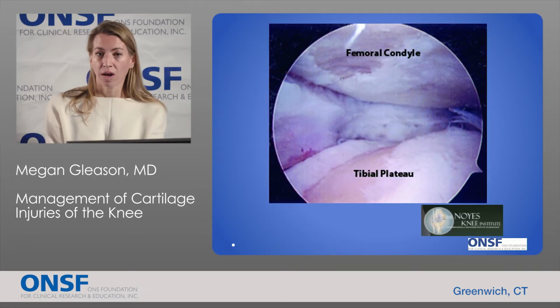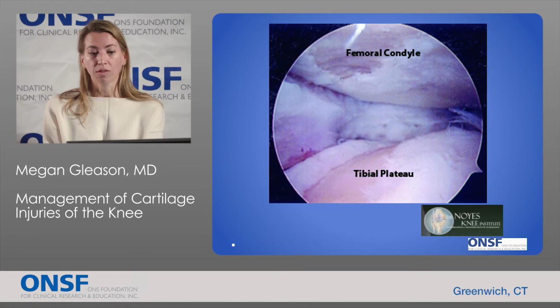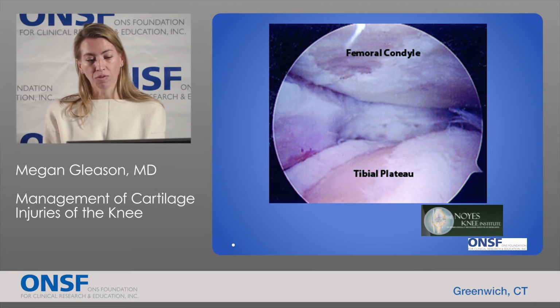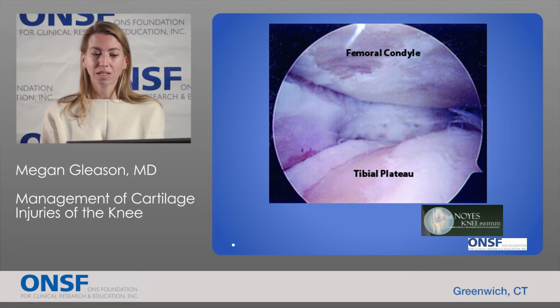When you have advanced arthritis, you really lose cartilage diffusely throughout the knee. So on this photo, we're seeing loss of cartilage both on the femoral condyle and the tibial plateau. This is not what we refer to as a focal injury. So if you have a patient who has diffuse cartilage loss, this is not something that is necessarily amenable to a cartilage replacement procedure or cartilage healing procedure.